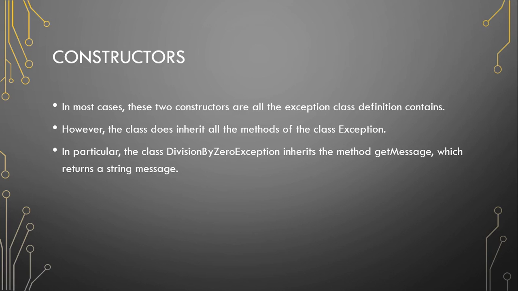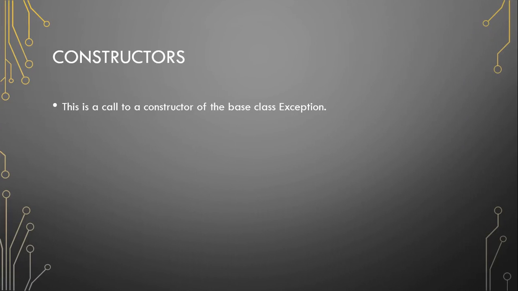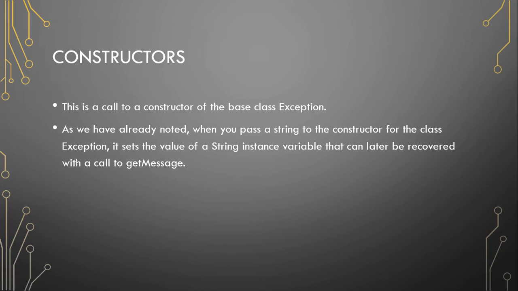In particular, the class DivisionByZeroException inherits the method getMessage, which returns a string message. In the no-arg constructor, this string message is set with the following, which is the first line in the no-argument constructor definition, super("Division by zero"). This is a call to the constructor of the base class Exception. As we've already noted, when you pass a string to the constructor for the class Exception, it sets the value of a string instance variable so that it can later be recovered with a call to getMessage.